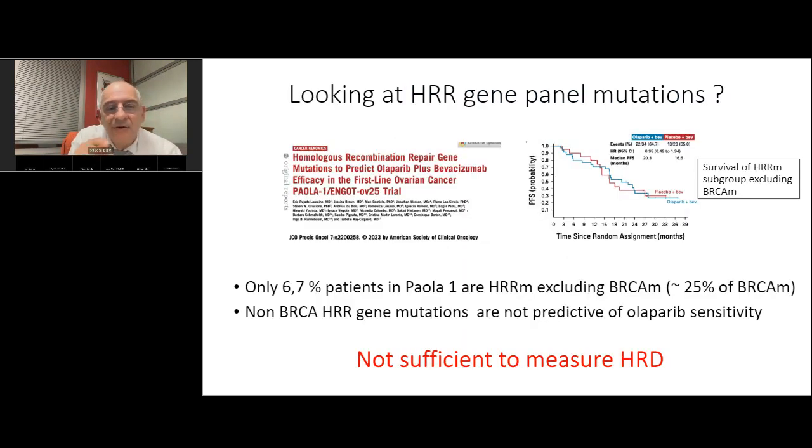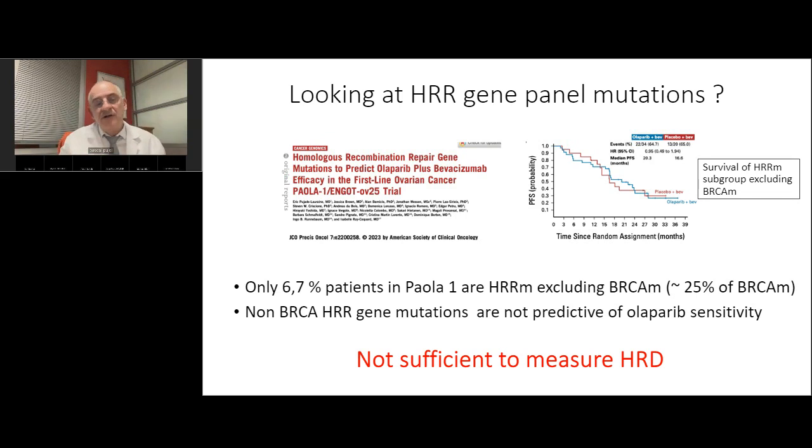Let's start by looking at HR genes. Is this a good way to define HRD? The answer is no. Because if you do that, you will miss a lot of HRD patients. HR mutation in a large panel of genes just accounts for a small part of HRD, ranging from 3 to 6%. But more importantly, these mutations fail to predict olaparib sensitivity in many cases.